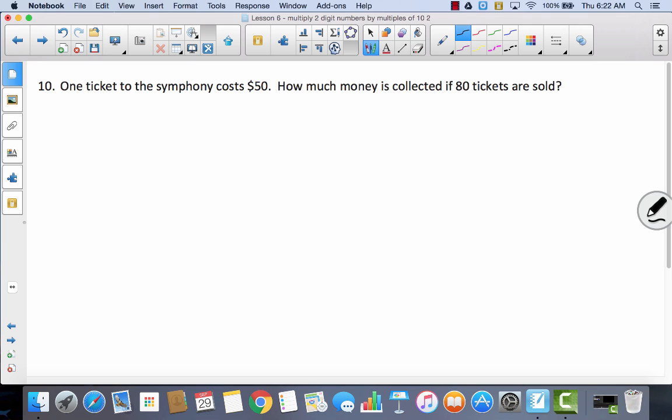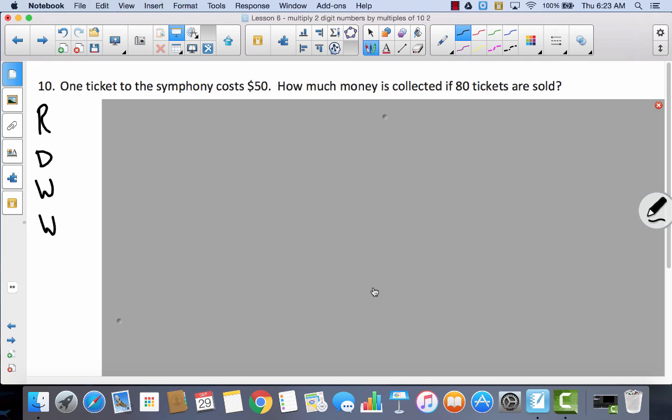Okay. 1 ticket to the symphony costs $50. How much money is collected if 80 tickets are sold? Okay, I'd like for you to use the RDWW process to solve this problem by yourself. And then we're going to come back and check together.